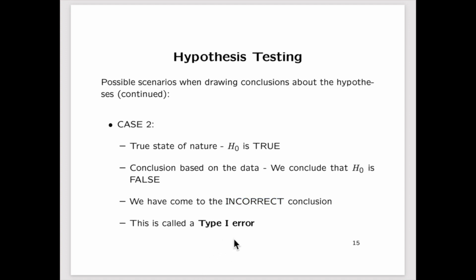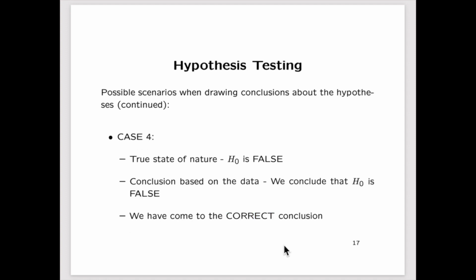So a type 1 error is when we reject a true null hypothesis. A type 2 error is when we fail to reject a false null hypothesis. And then finally, the fourth possible scenario, there are only four. This is the situation where the null hypothesis is in fact false, and based on the data that we obtained from the population, we conclude that the null hypothesis is false. So if the null hypothesis is false and we conclude that it's false, then clearly we have come to a correct conclusion.